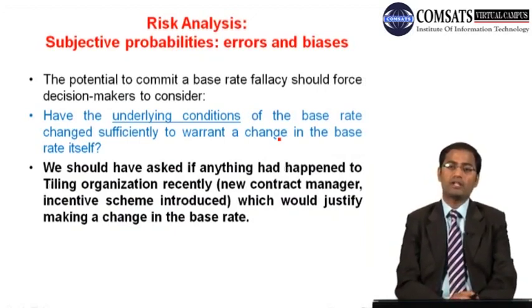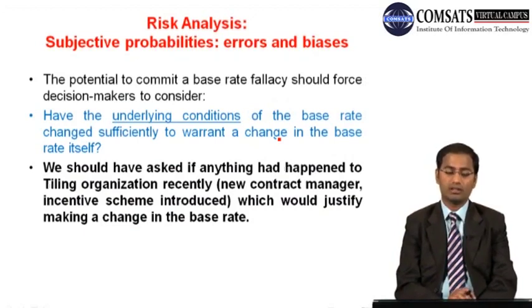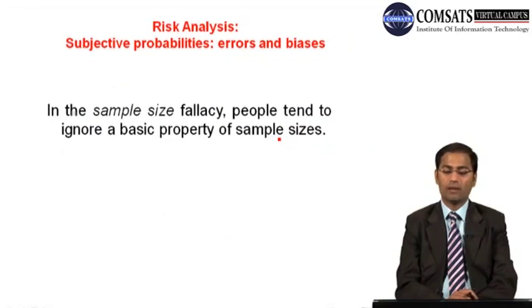So, the potential to commit a base rate fallacy should force decision makers to consider, have the underlying conditions of the base rate changed sufficiently to warrant a change in the base rate itself? We should have asked if anything had happened to the tiling organization recently, a new contract manager or incentive scheme introduced, which would justify making a change in the base rate. So in the sample size fallacy, people tend to ignore a basic property of sample sizes.